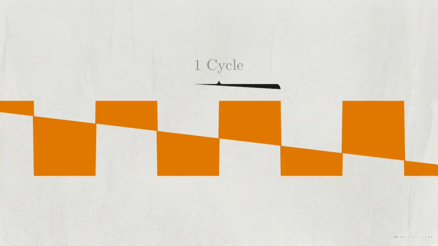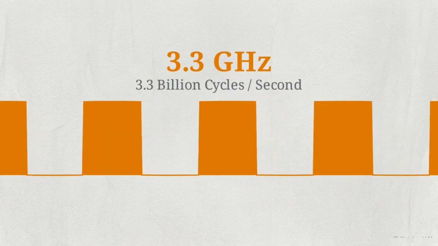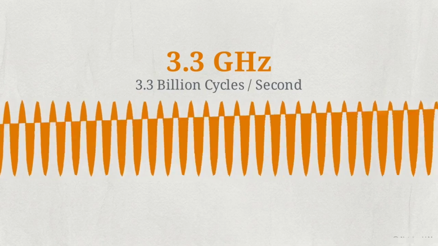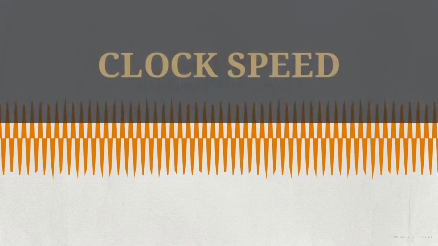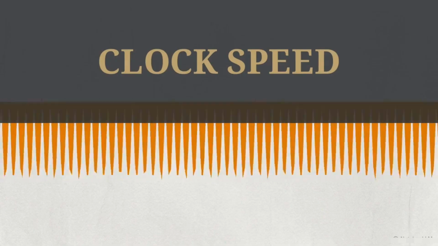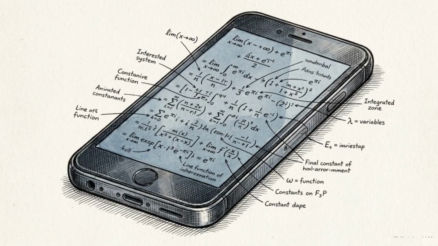Notice how the toggling animation becomes a continuous wave. One full sequence from 0 to 1 and back again is a single cycle. So when a spec sheet boasts 3.3 gigahertz, it simply means that the CPU's microscopic switches are completing 3.3 billion of these cycles every single second. Executing billions of calculations per second sounds like enough power to handle anything.